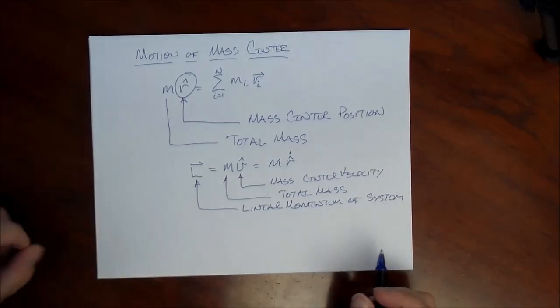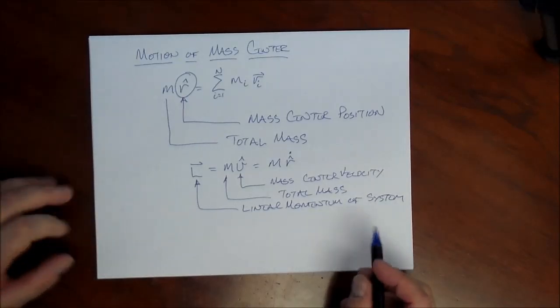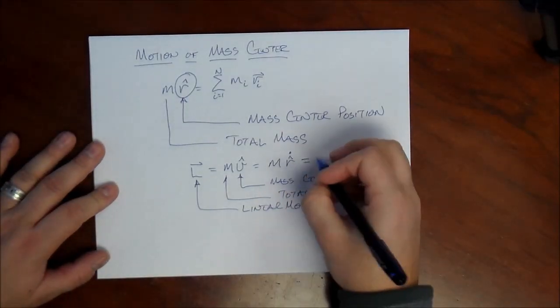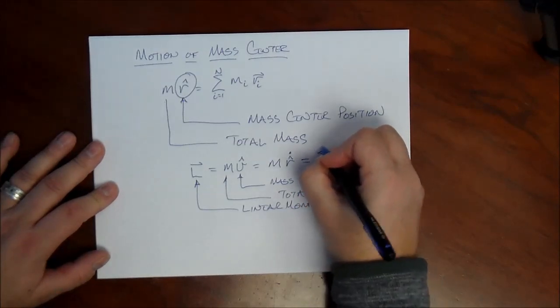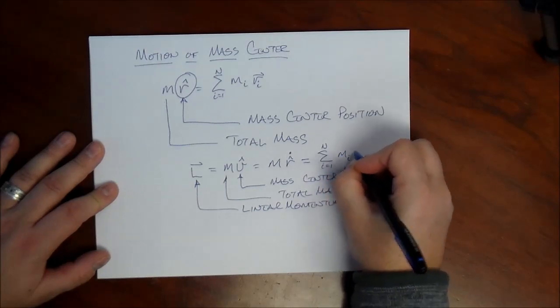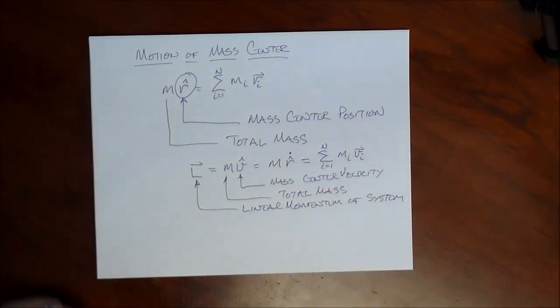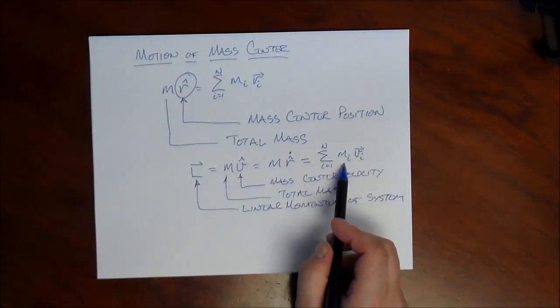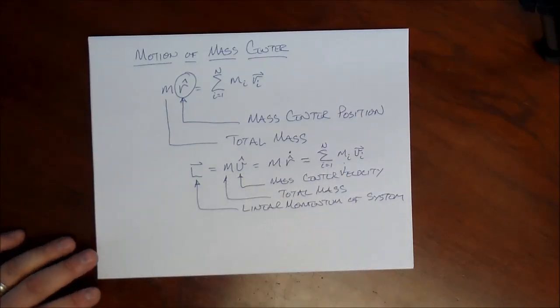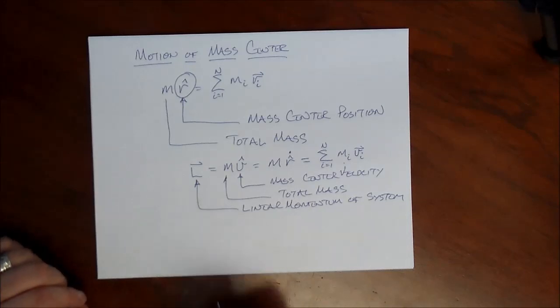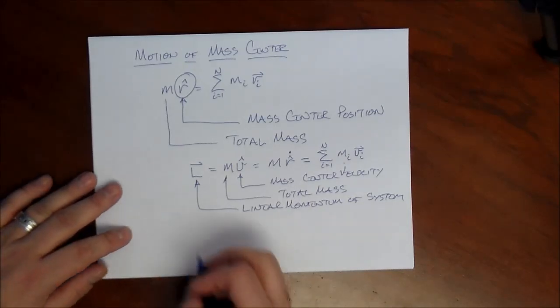Now we had just written a moment ago the definition of linear momentum of the system. This is also equal to the sum over all particles m sub i v sub i. So this is the definition of the linear momentum of the system. This is another way of expressing it. And so with that definition we can write Newton's second law.